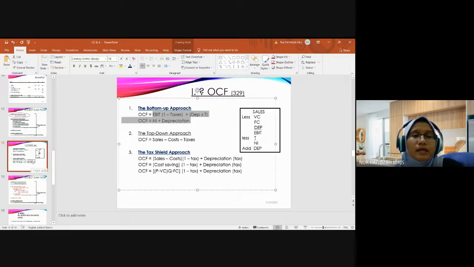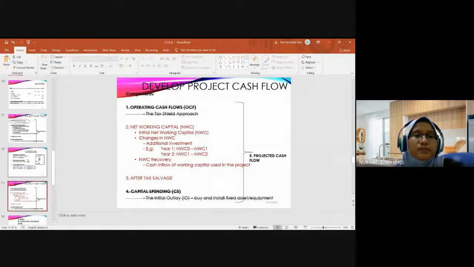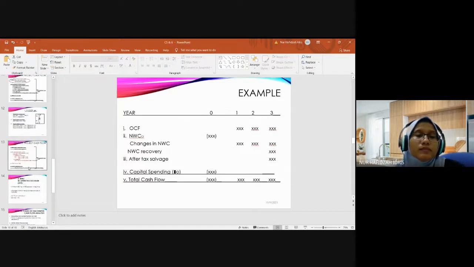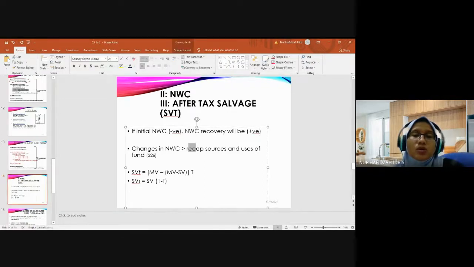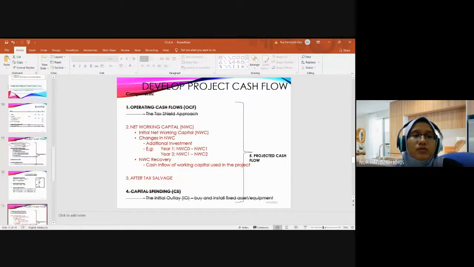Okay, then OCF. Okay, number 2, kita akan tengok pasal, okay, patah balik sini. OCF dah settle. So again, how to find OCF? Either we use the bottom up or tax shield approach. Number 2 is about net working capital. For the net working capital, okay, so this is net working capital. We kata if initial net working capital negative, net working capital recovery will be positive. Changes in net working capital, so recall back sources and uses of funds. Okay. So for the net working capital here, net working capital dekat sini, tunjuk je dekat sini ya.